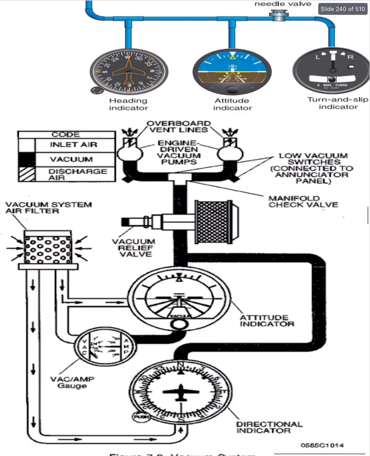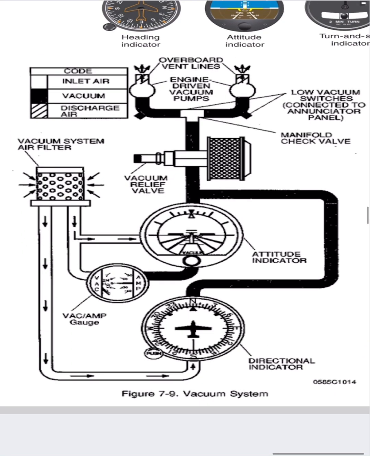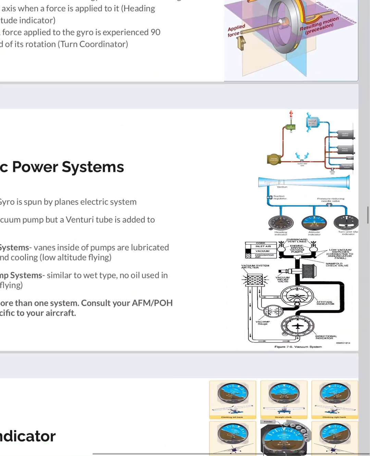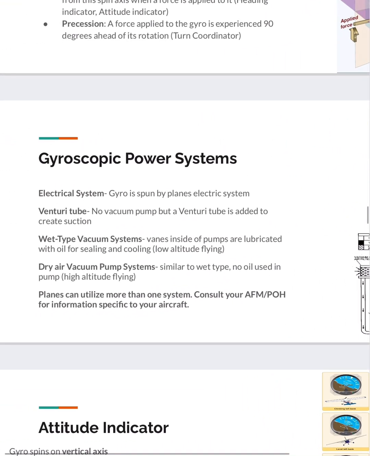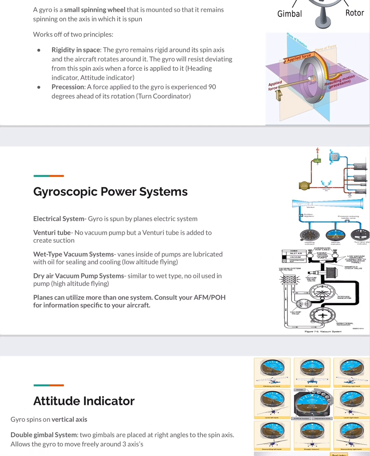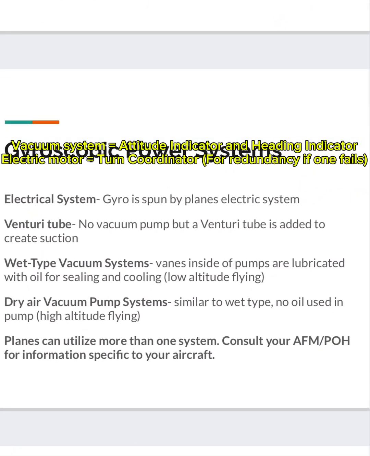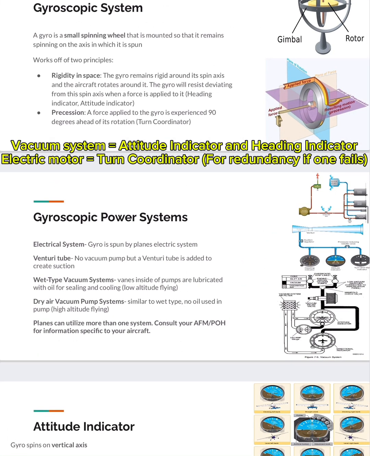So that's a vacuum system we utilize in our aircraft. As you can see, there's electric ones, Venturi tube, wet type. Don't have to worry about those. Just know we use the dry air vacuum pump for the attitude indicator and the heading indicator, and then we use the electrical system for the turn coordinator.